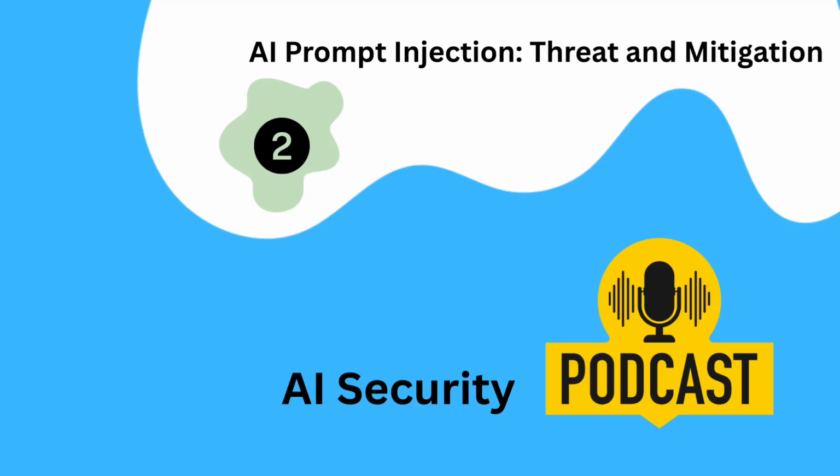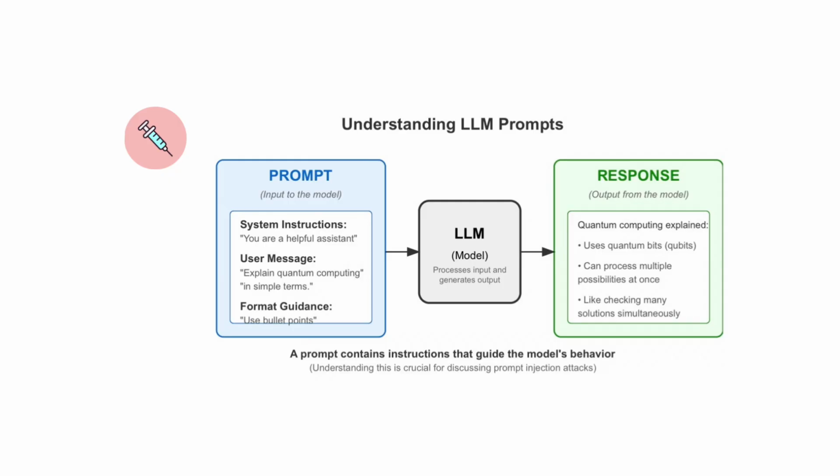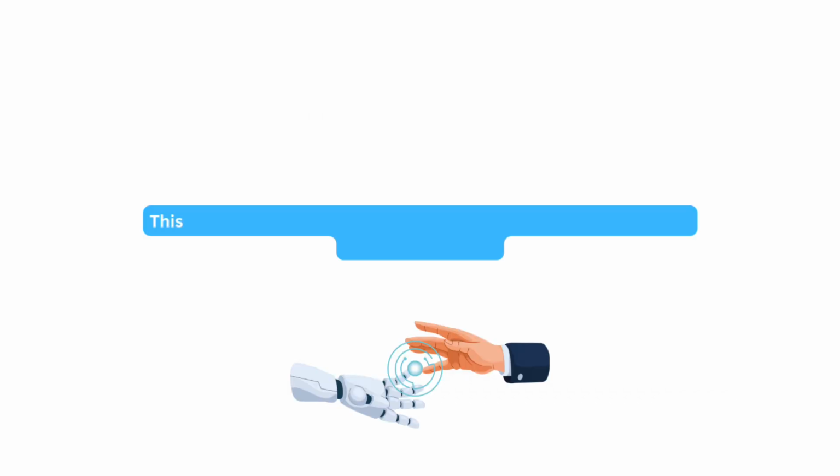This is episode 2 of AI Security Podcast, and we are going to talk about prompt injection. Please note that this podcast uses audio which is AI generated, but all the content is vetted by a human, which is me. Welcome to the deep dive.